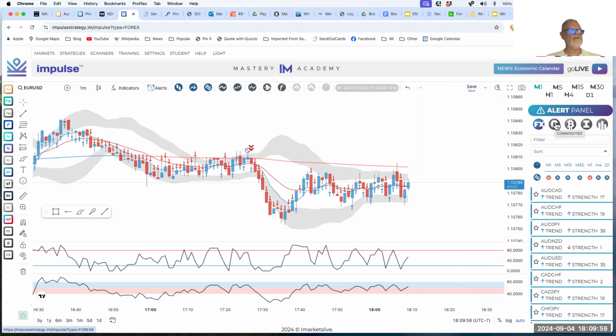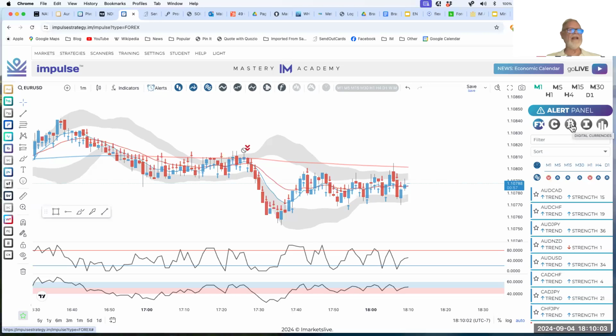This is commodities, which includes gold and oil. This is crypto, obviously Bitcoin and Ethereum and the other traders. This is indices like the NAS, the Dow, the S&P 500, etc. And these are individual stocks if you're trading stocks. So when you're on Forex, we'll start on Forex.